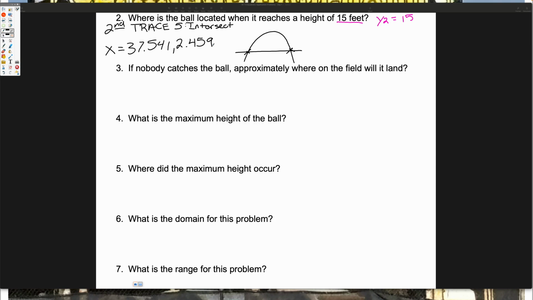It says, where is the ball located? We're just going to say how far it's traveled. It's traveled 37.541 yards and 2.459, which makes sense, right? Because as you're throwing it upwards, it's going to cross 15 feet, but then also as it's coming down, it's going to cross 15 feet again. Okay, just ask for where the ball is at 15 feet off the ground. So on the way up and on the way down. 2 different points, 2 different intersections.